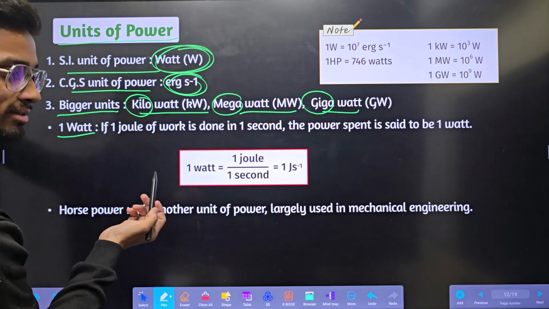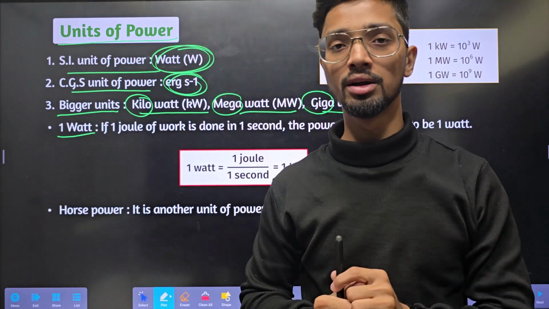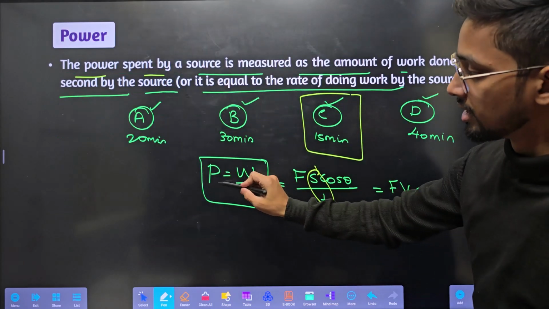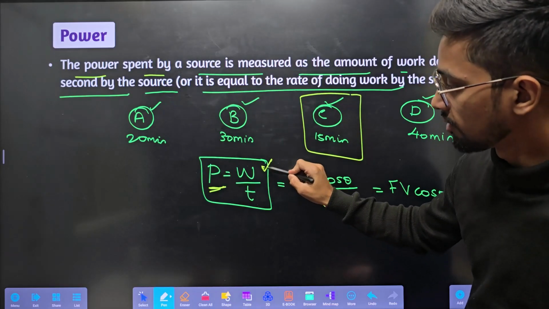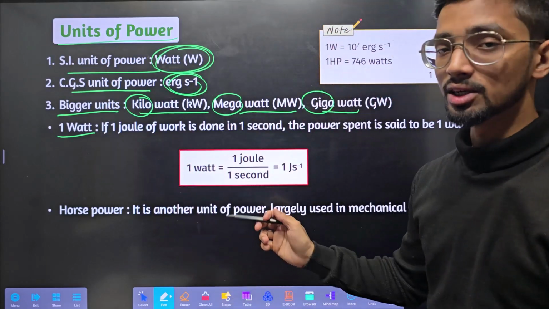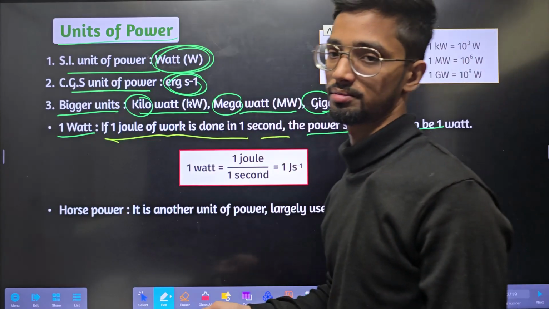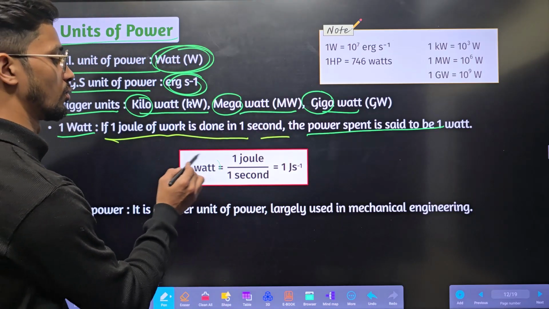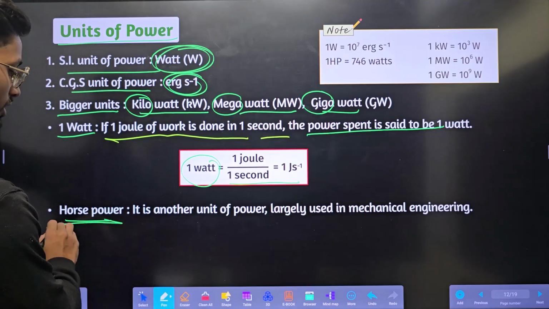Any unit is said to be 1 when the values in the formula are 1. What was the formula here? That is nothing but work by time. The unit of this will be 1 when the value of both will be 1. Simple. When is it said to be 1 watt? If 1 joule of work is done in 1 second, the power is said to be 1 watt. If 1 joule of work is done in 1 second, the power spent will be how much? 1 watt. Done.